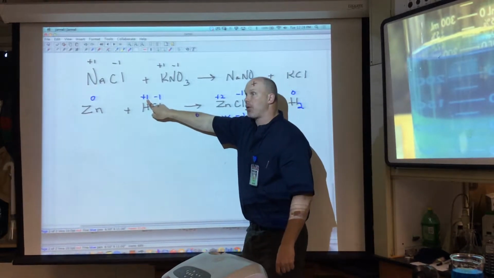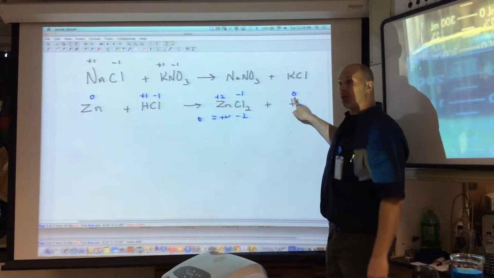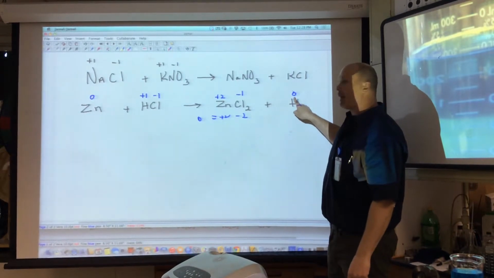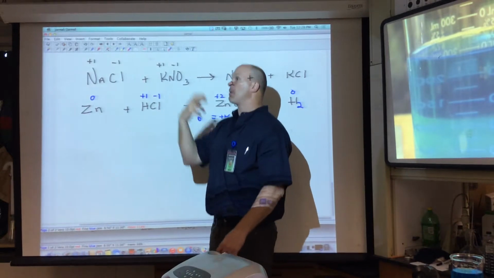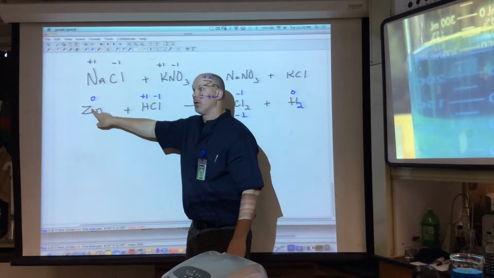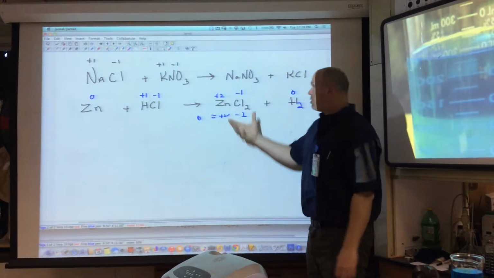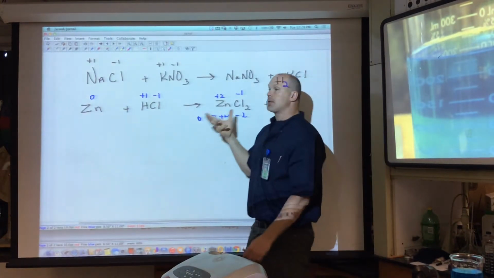Hydrogen's going from H+ to H0. It's gaining electrons. From who? Who is losing electrons and becoming more positive? Zinc. So you can see clearly, people, that this is a redox reaction.